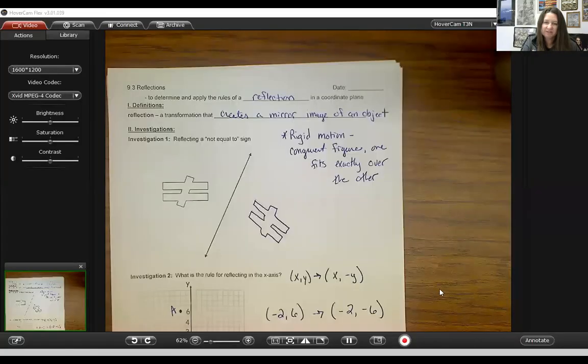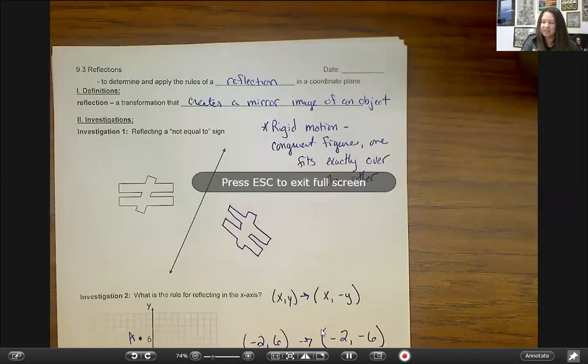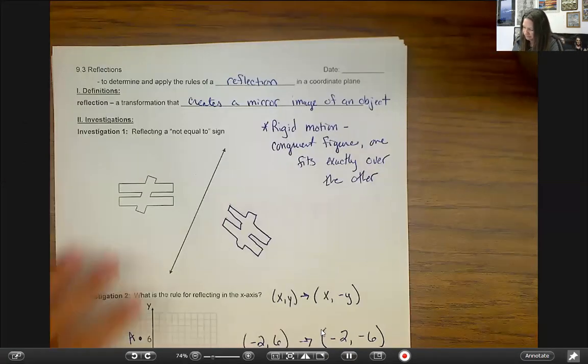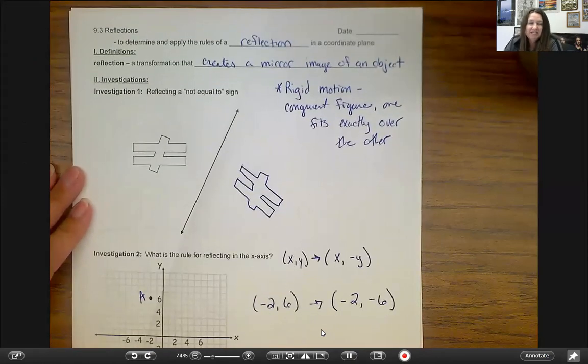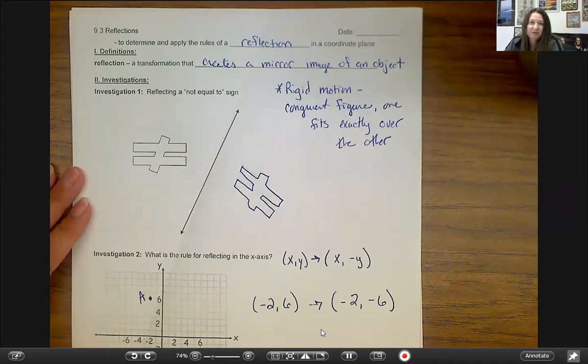We're going to look at some coordinate rules algebraically and how to analyze these and graph them just a little bit so you can see how they work. All right, so on our note sheet that you're going to see, we are going to work with determining and applying the rules of a reflection in our coordinate plane.